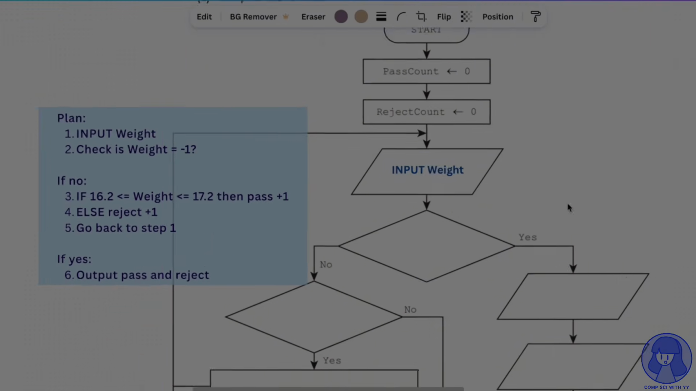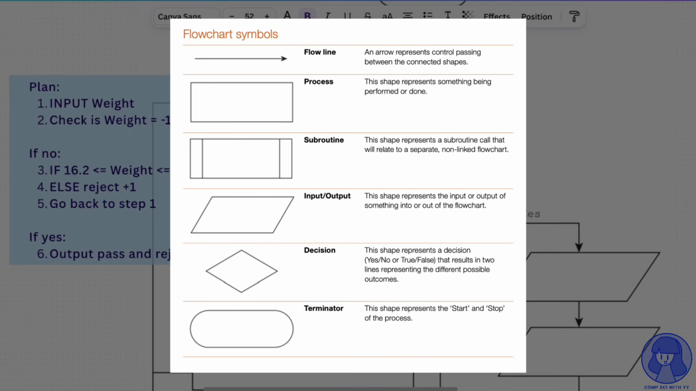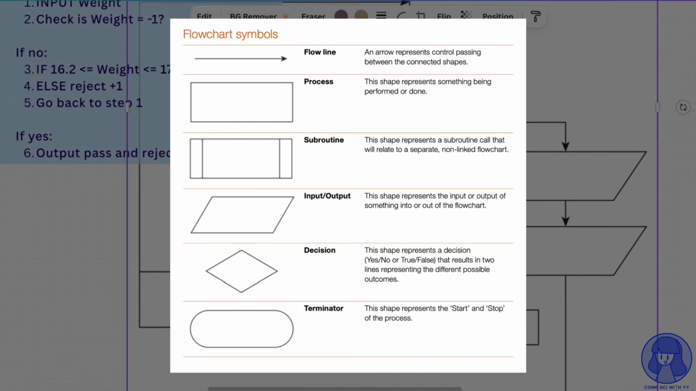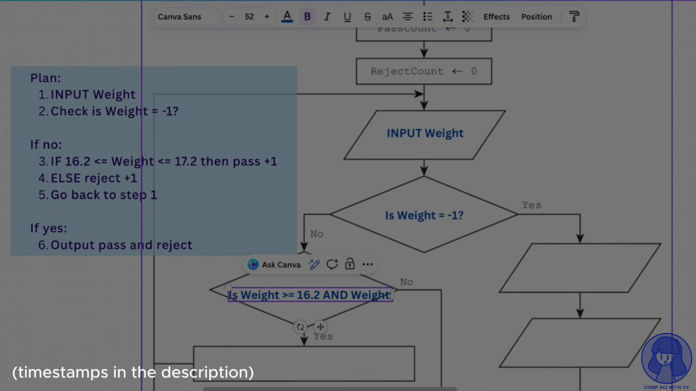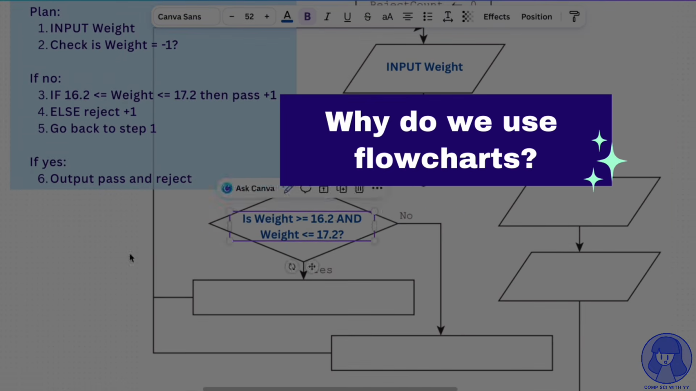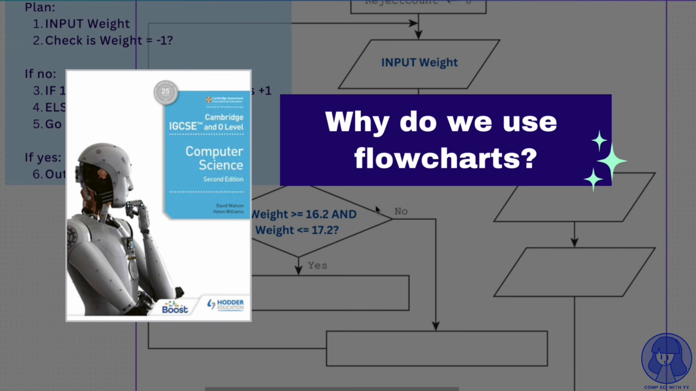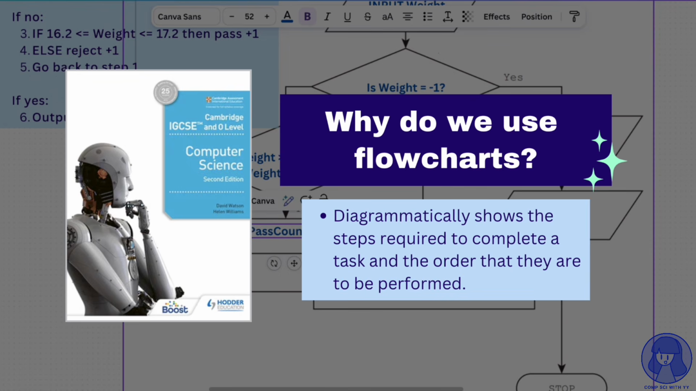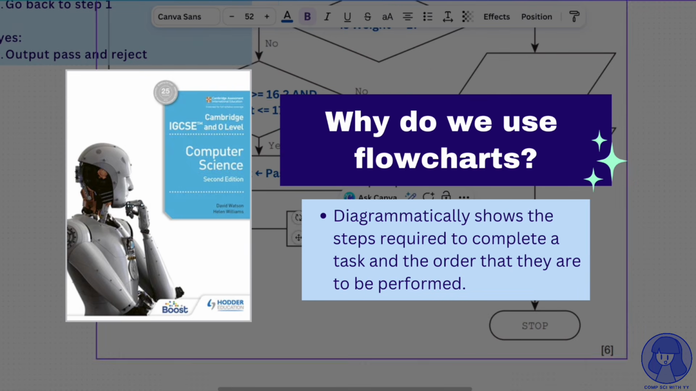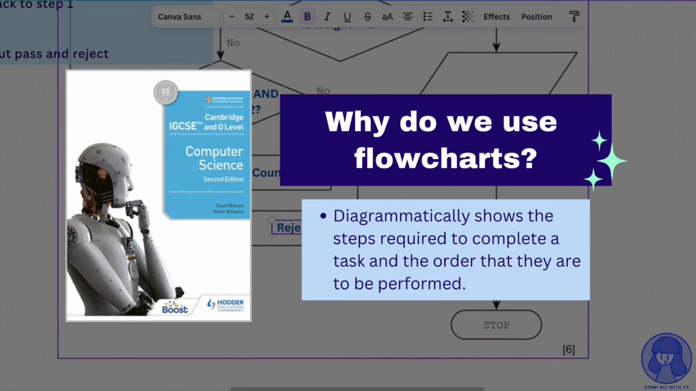In this video, we are going to revise the flowchart symbols that we need to know for the exam, and we're also going to do some past paper questions that are related to flowcharts. So firstly, as to why we use flowcharts, this textbook explains it pretty well. Flowcharts are used to show the steps required to complete a task and the order in which these steps are to be performed in a diagram format.